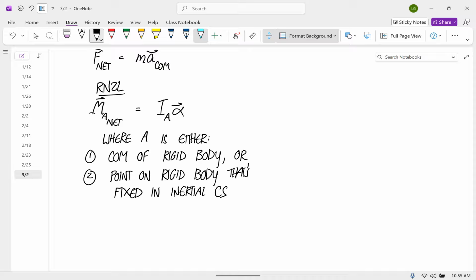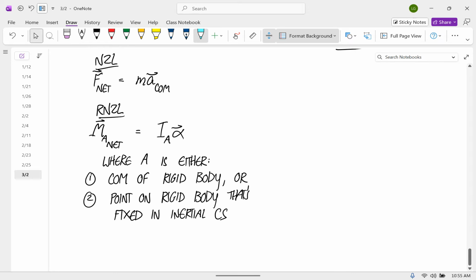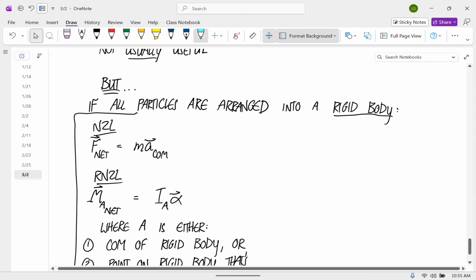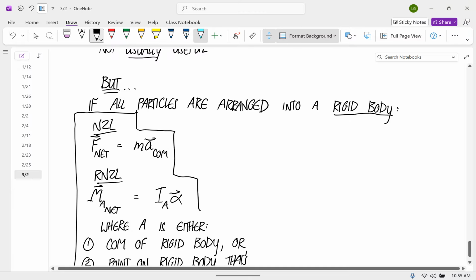An example of a point on a body that's fixed in an inertial coordinate system would be a hinge. At the hinge point, that part of the body can't go anywhere relative to our coordinate system. Not all problems have a fixed point like that, and if there's no hinge, then you have to use the center of mass. If there is a hinge, it saves you a little work, so it's best to use it if possible. This is what we're going to be trying to make sense of over the next week or so.